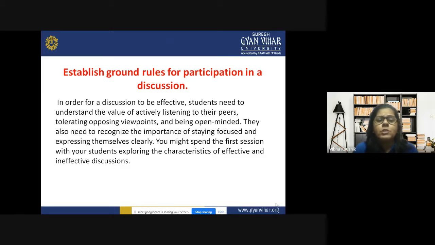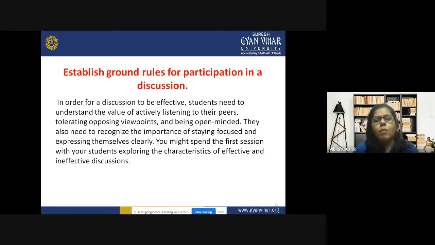They also need to recognize the importance of staying focused. Means your focus should be on the point on which the discussion is to be held, and expressing themselves clearly. You have to express your viewpoints in a clear manner. You might spend the first session with your students exploring the characteristics of effective and ineffective discussion.